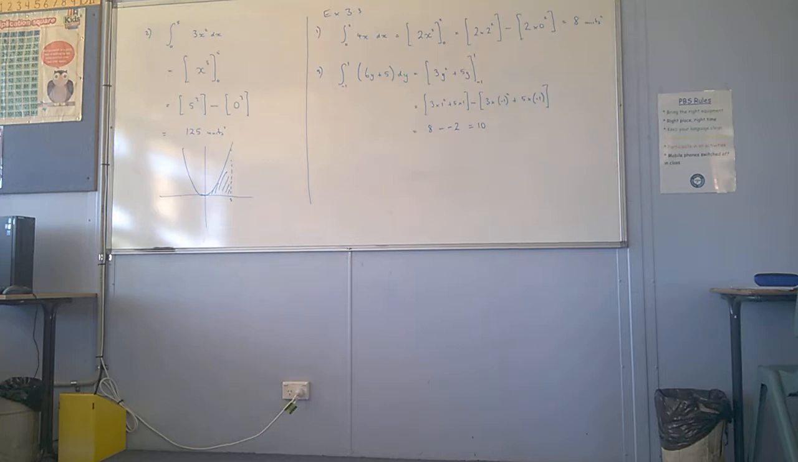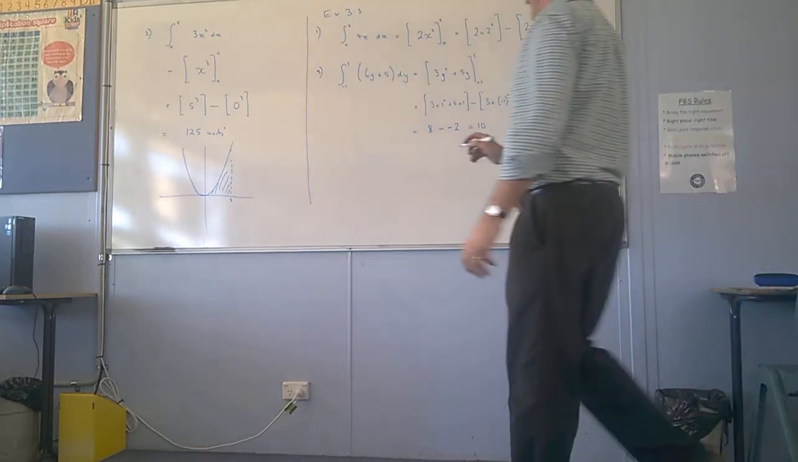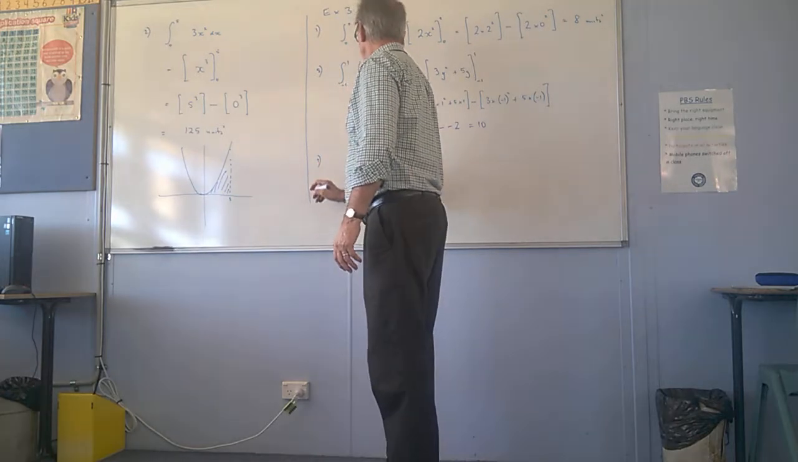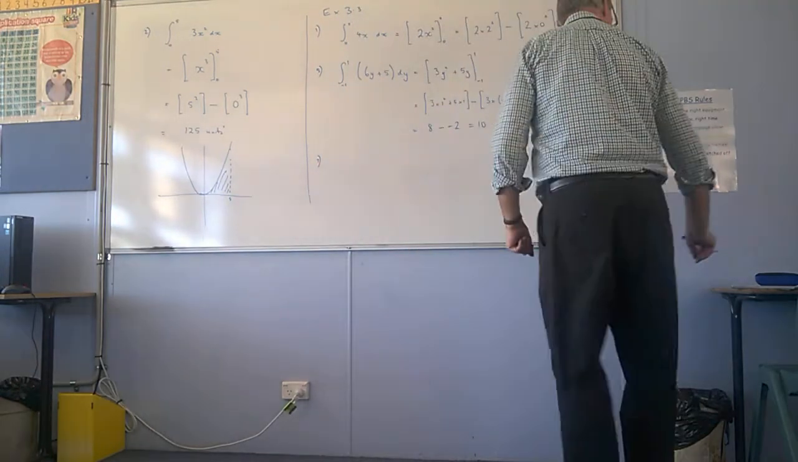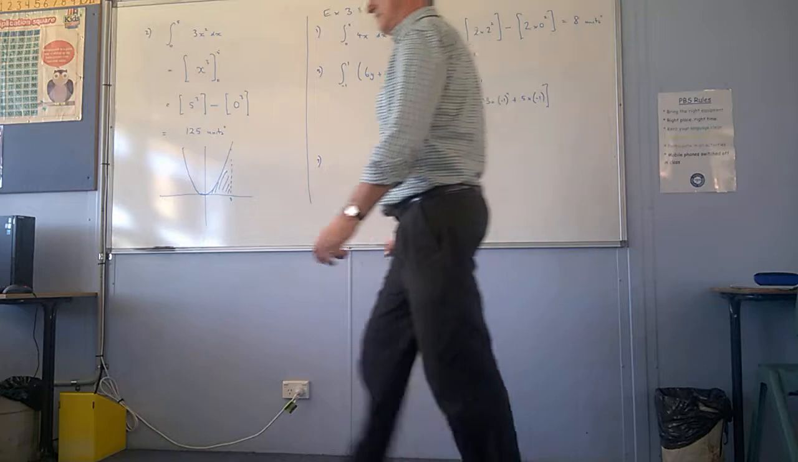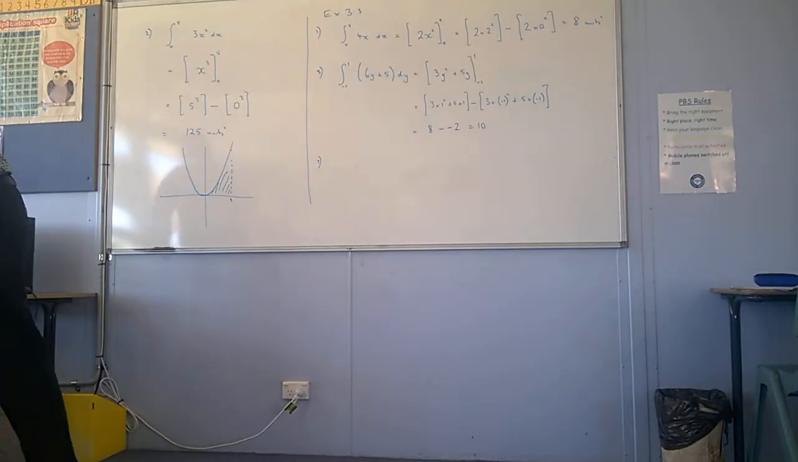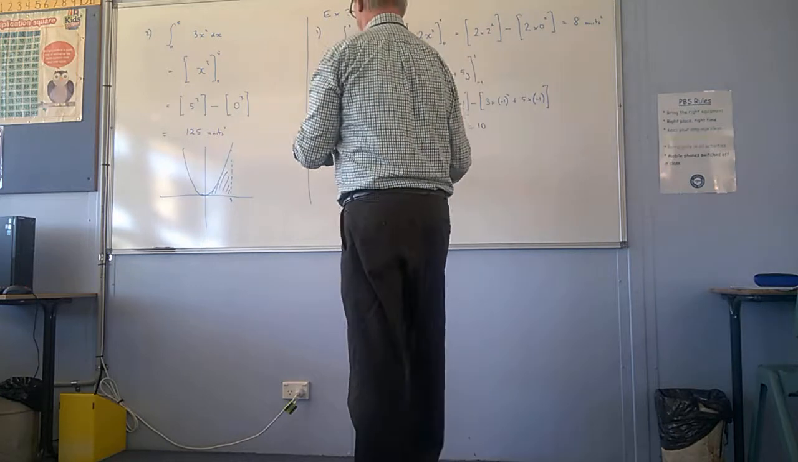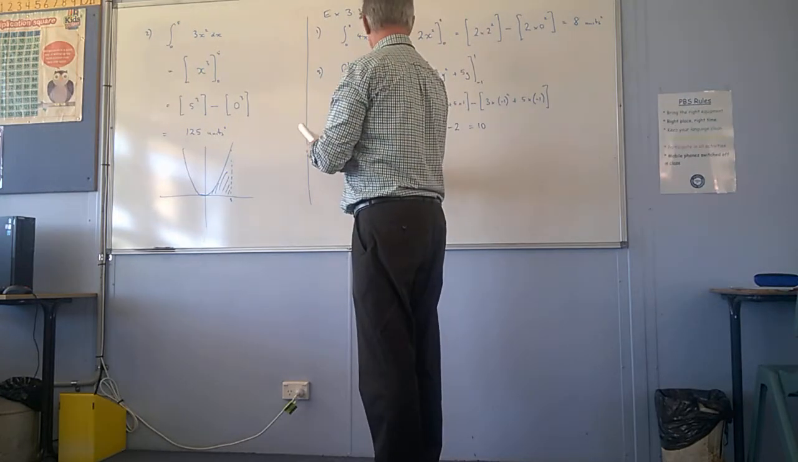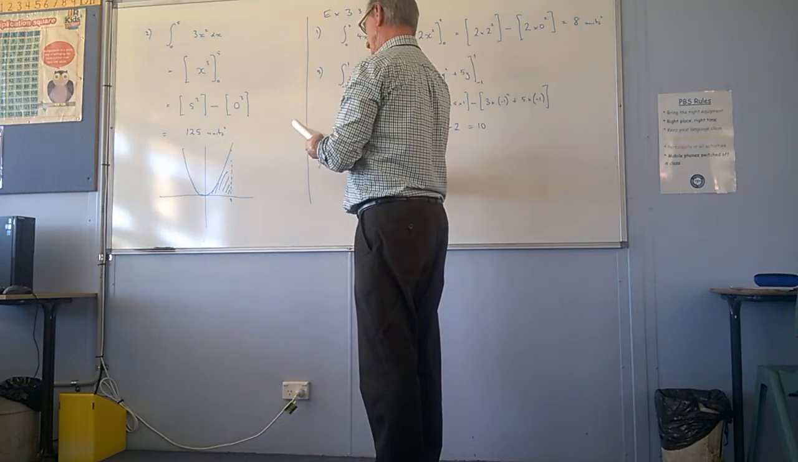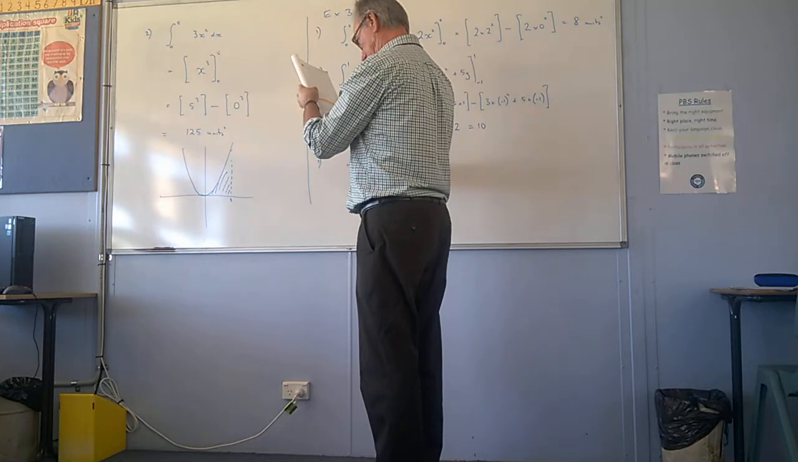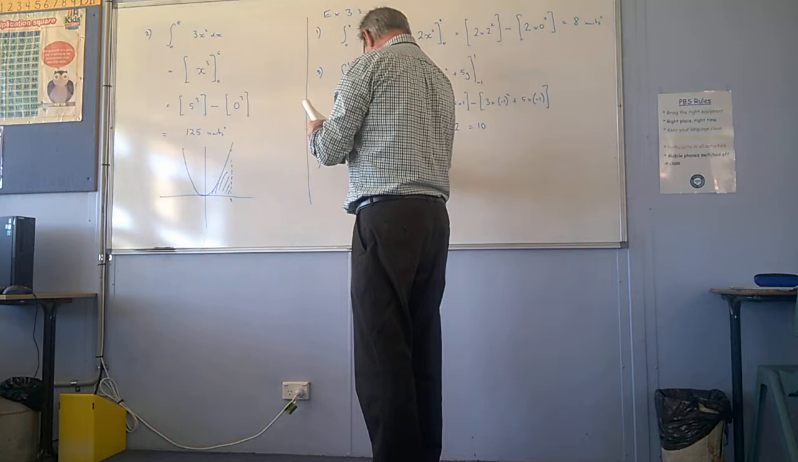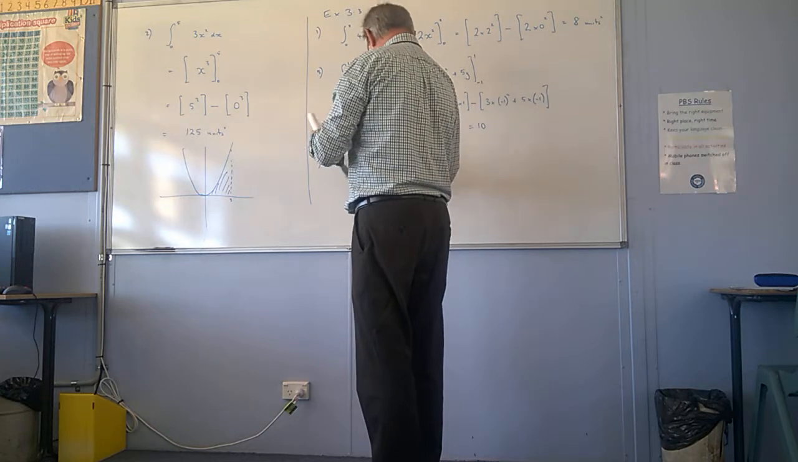I'll do one more and then you take another photo. So let's say 7. So we've got the integral from 1 to 2 of x squared plus 1 dx.